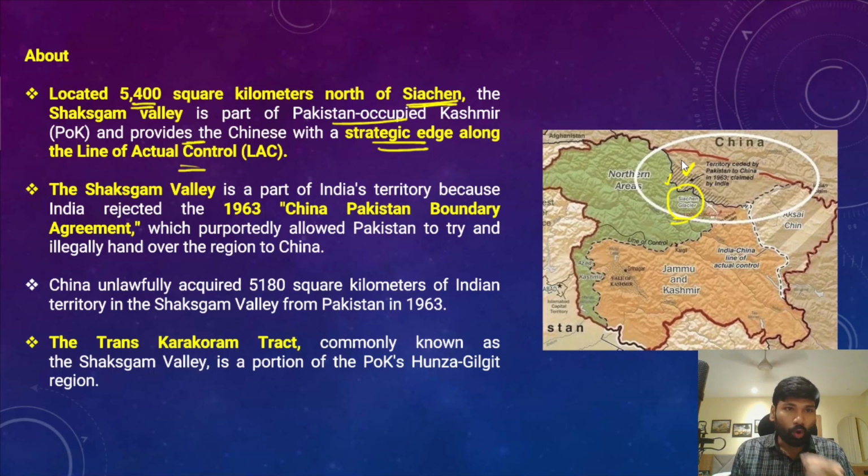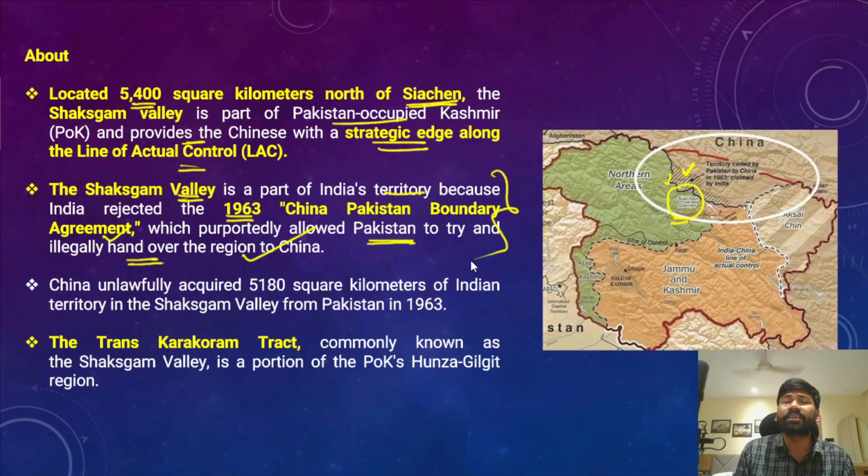If we talk about this Shaksgam Valley, it is part of India's territory because India clearly rejected the 1963 China-Pakistan boundary agreement. Through this boundary agreement, Pakistan ceded Shaksgam Valley to China. That has allowed Pakistan to try to illegally hand over the region to China. So India still considers this an illegal handing over of Indian territory to China.